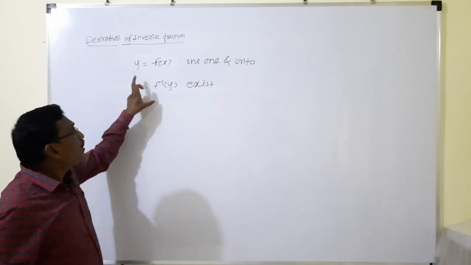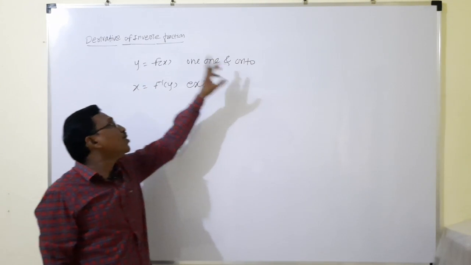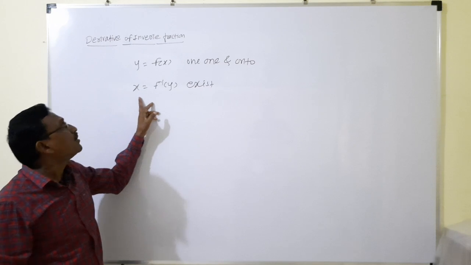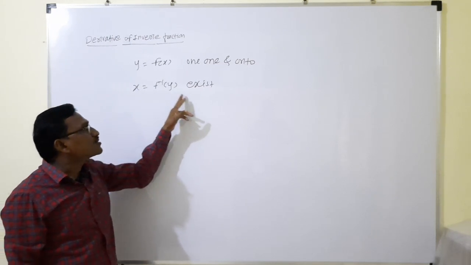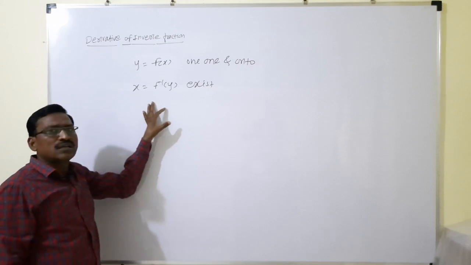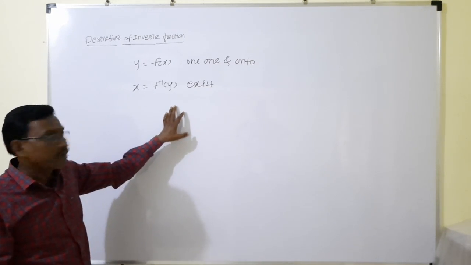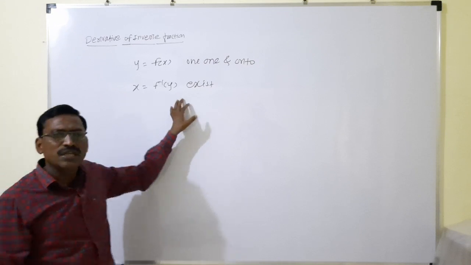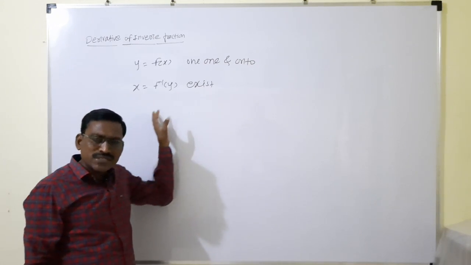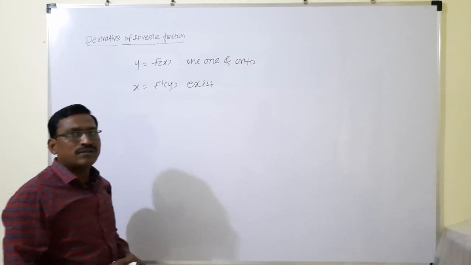So if the function y equal to f of x is one-one and onto, then its inverse function x equal to f inverse y exists. And if this inverse function exists, then it is differentiable. It means that we have to find its derivative. Now we take examples.